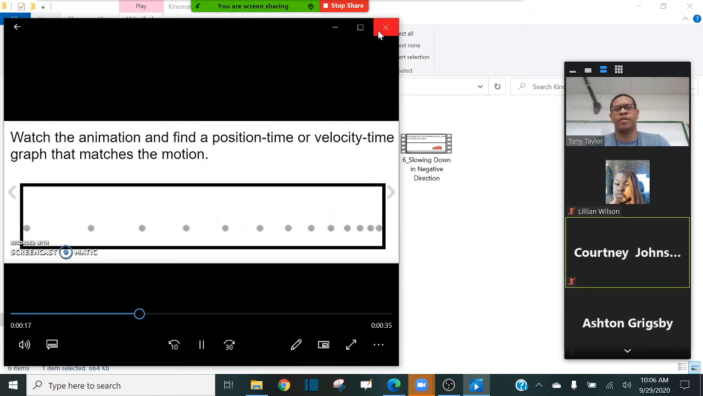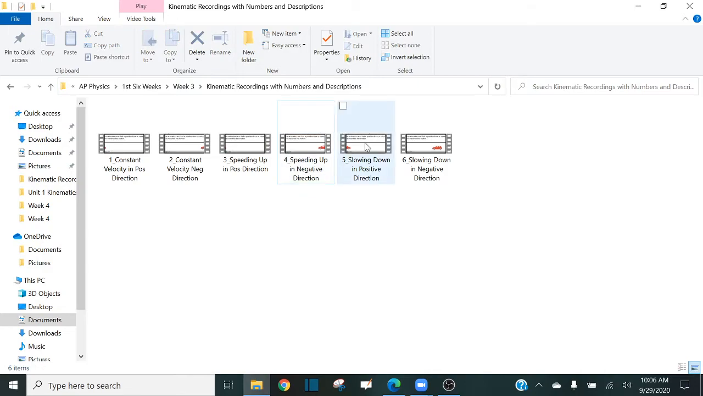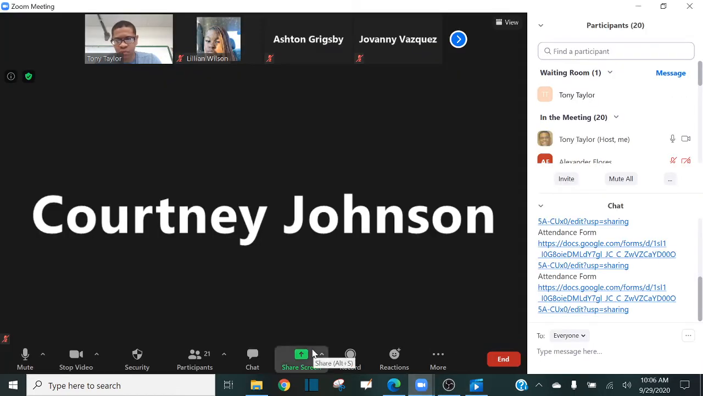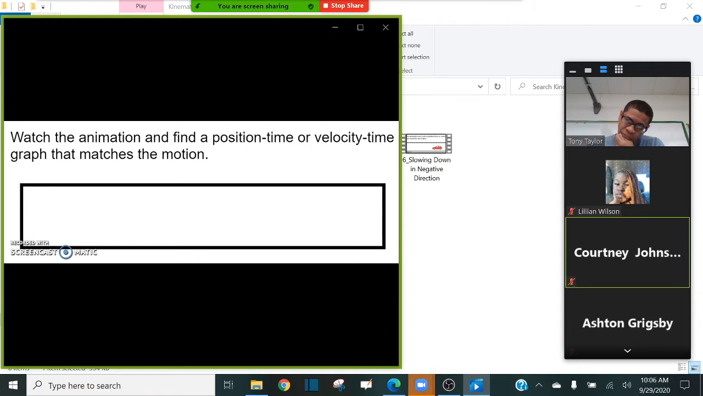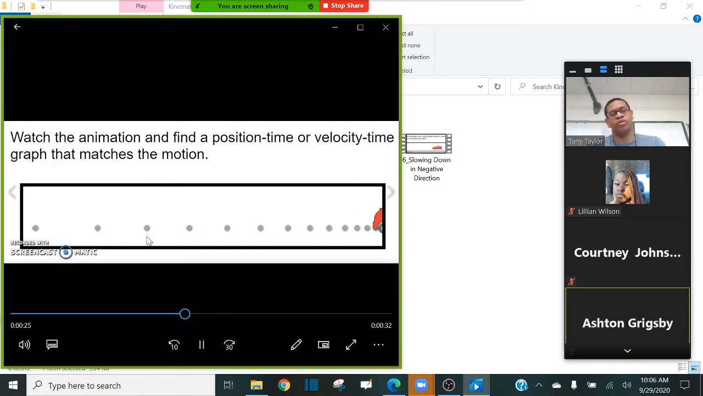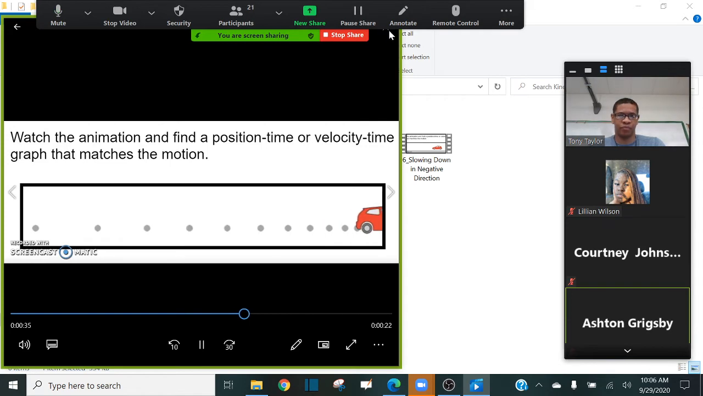Now, what about this one right here? What is the sign of the velocity and the sign of the acceleration here? Positive, negative. Exactly. It's a positive velocity because it's moving toward the right, in the positive direction. And you know it's a negative acceleration because this car is slowing down. So if it's slowing down, that means the sign of the velocity and the sign of the acceleration will be different from one another.